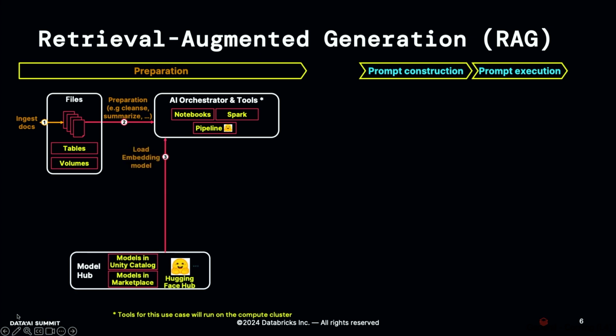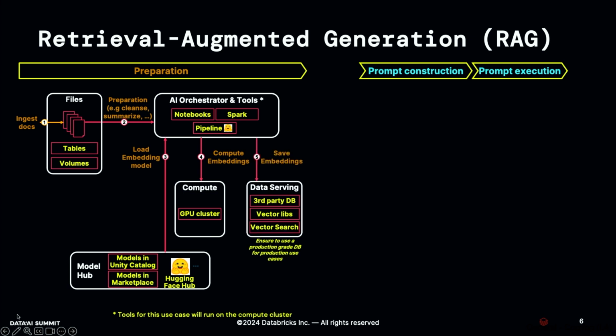The third step is you're loading an embedding model, either from a UC managed model, or from the marketplace, or a Hugging Face model. Either one works. You're taking that embedding model, running GPU compute, computing the embeddings in the notebook, and saving those embeddings into a data serving layer.